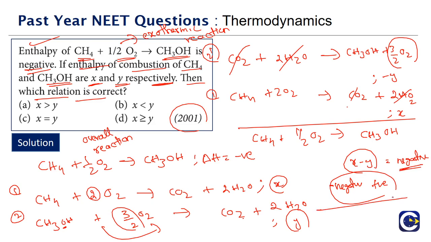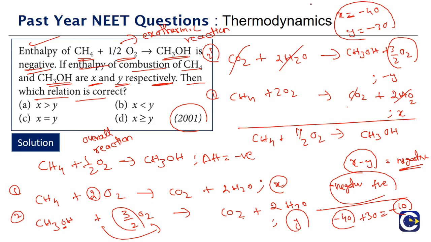We can also analyze it by taking some simple numbers. Let us say X is minus 40. Y is minus 30. So what is minus of minus 30? Means plus 30. That's when you will get the overall enthalpy as negative, minus 10. Means X can be something like minus 40 and Y something like minus 30, which means both are negative. Then only we will be able to get the overall reaction enthalpy change to be negative.